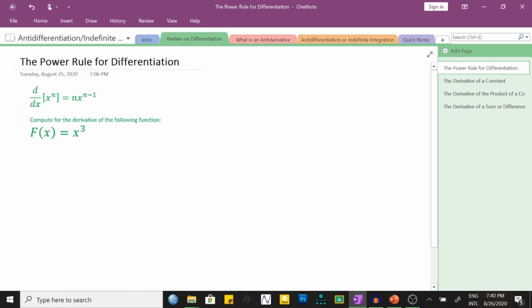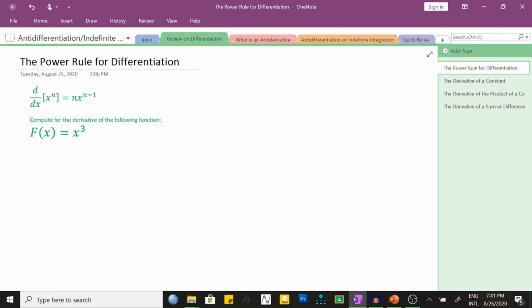Before we jump to our main lesson, let's try first to recall some of the most important procedures on computing for the derivative of a function, so that later on our work would be much easier. So I will not be presenting all, but I will only present to you what I think is most important. First on our list is the power rule for differentiation.